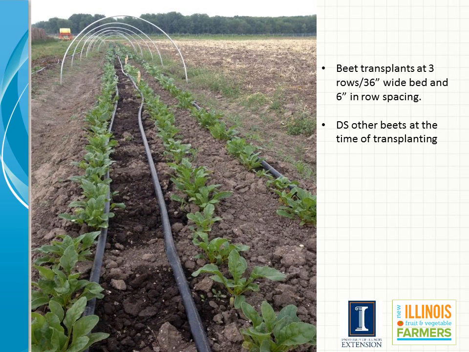Here is a bed of multi-block beets transplanted 3 rows on a 36-inch wide bed at a 6-inch in-row spacing. A direct seeding of beets the same day as the transplanted beets in the picture would give a staggered harvest of beets, essentially giving you the same succession effect as direct seeding two different plantings of beets at two different times. This could be a beneficial strategy if you can only get into the field to plant on one particular day over a week-long period due to heavy rains.